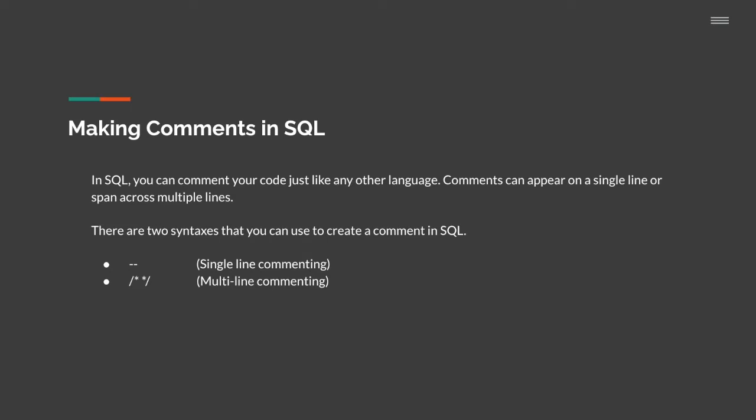commenting. Now, to be able to do a single line comment, you'll have to start off that line with two dashes. Whereas to make a multi-line comment, you'll start off by providing a forward slash, an asterisk, and then the comments that you'd like to add, and then completing that with an asterisk and a forward slash. But let's take a look at this in action to get a better understanding as to how this works.